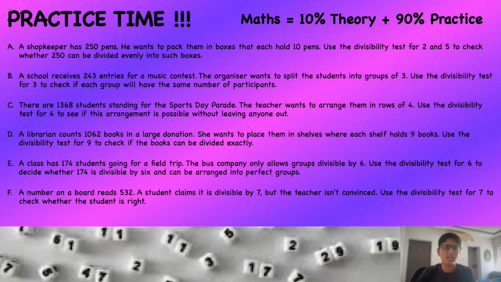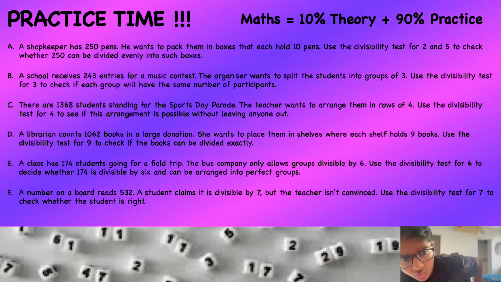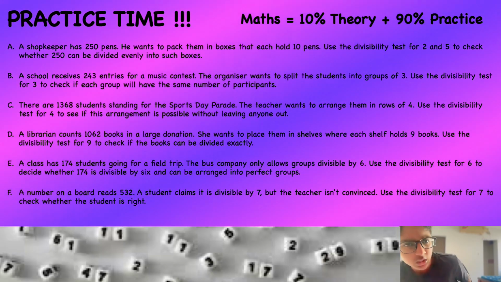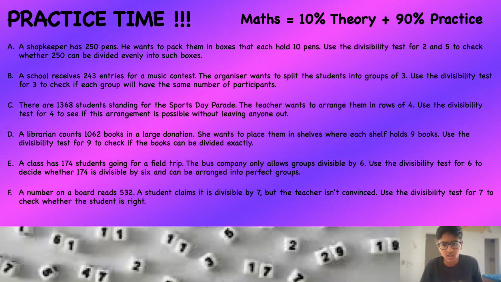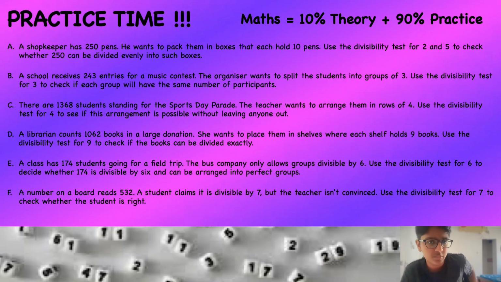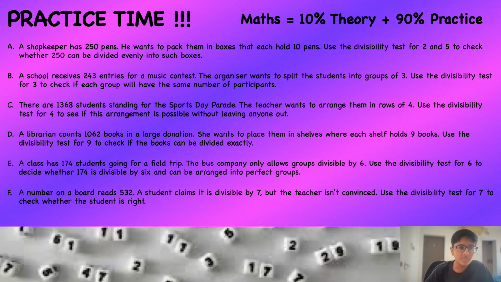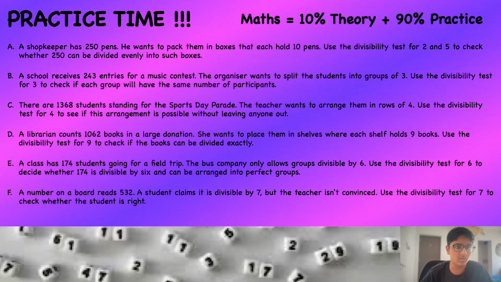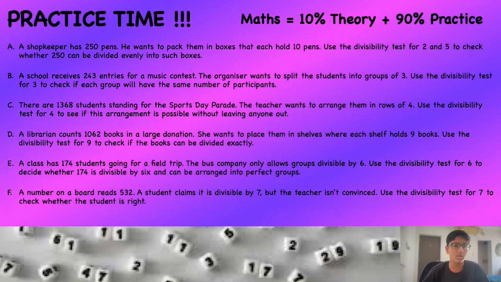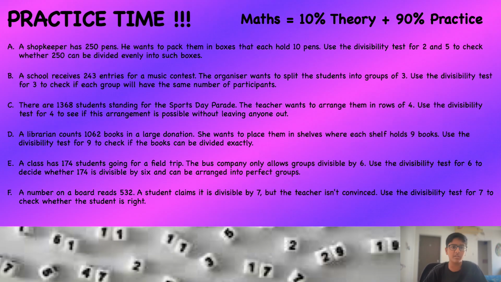Next, 1368 in rows of 4. Now 68, as we all know, is 17 into 4. So it can be divisible. 1368 can be divisible, as we did in the divisibility test. So the arrangement is possible without leaving anyone out.